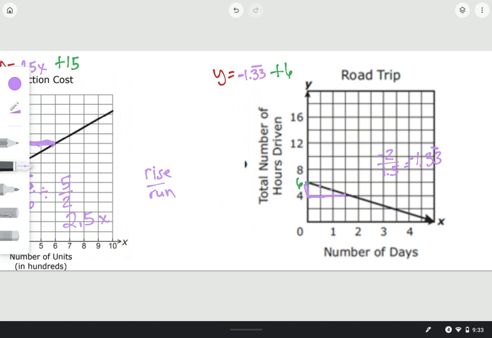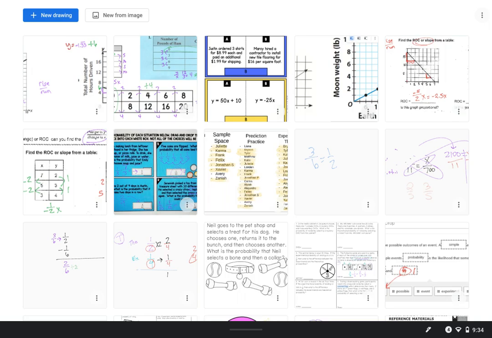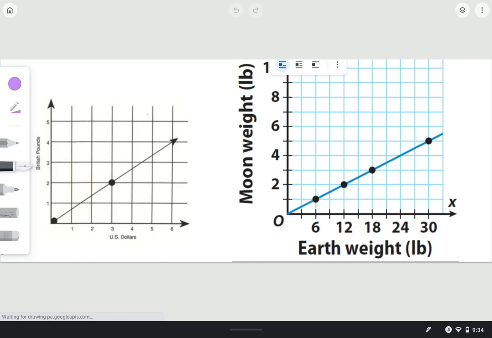So I used the purple on both graphs to show you how I found the rate. The green on both graphs is the y-intercept. All right. These are both non-proportional because they don't touch the origin. They don't have a 0, 0. Okay. Let's look at 2 more graphs.